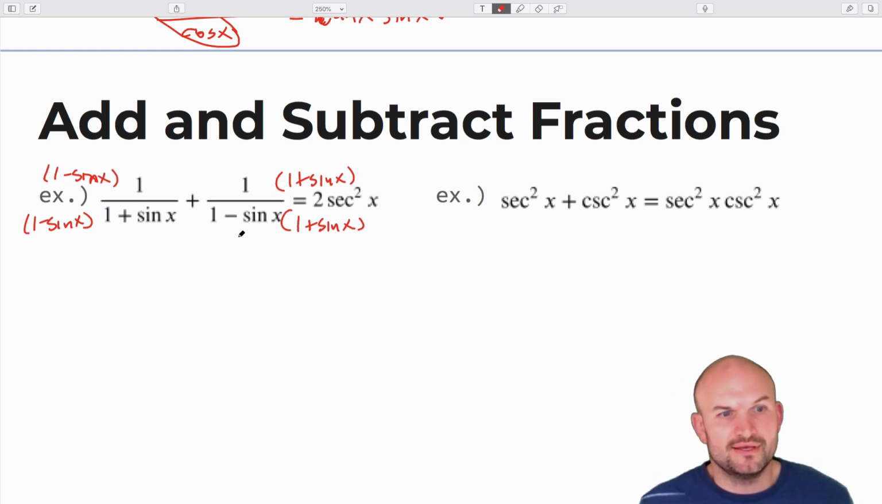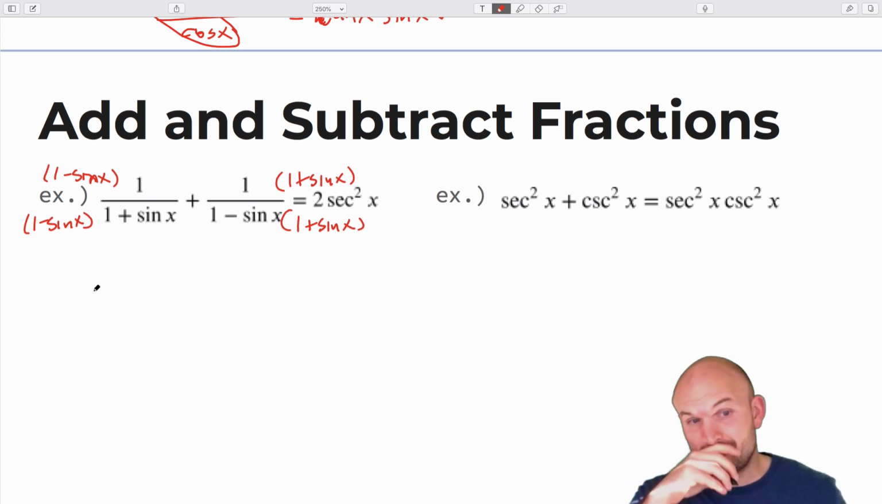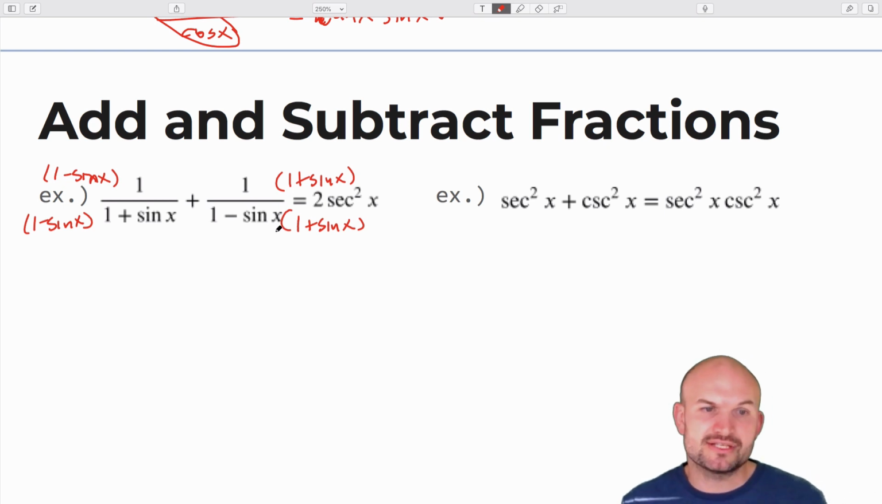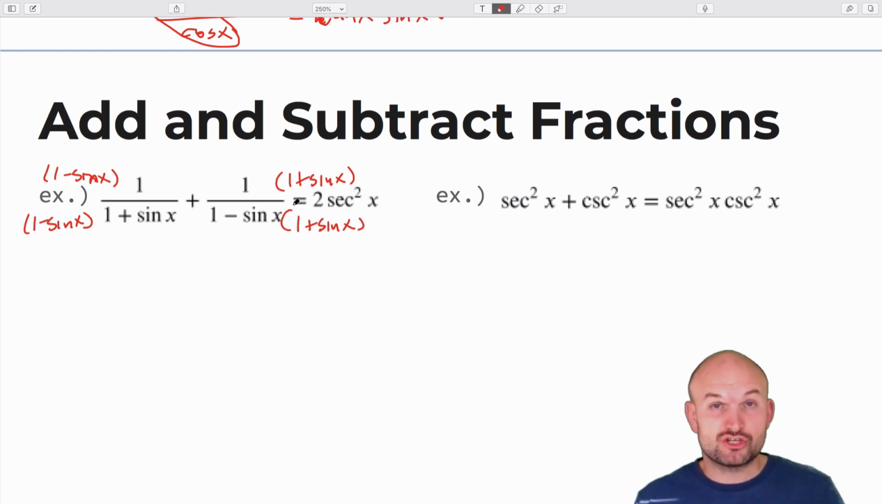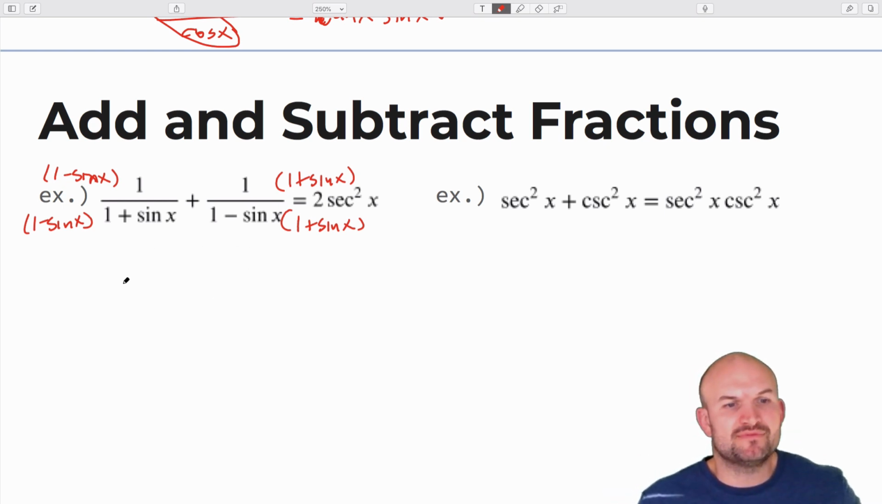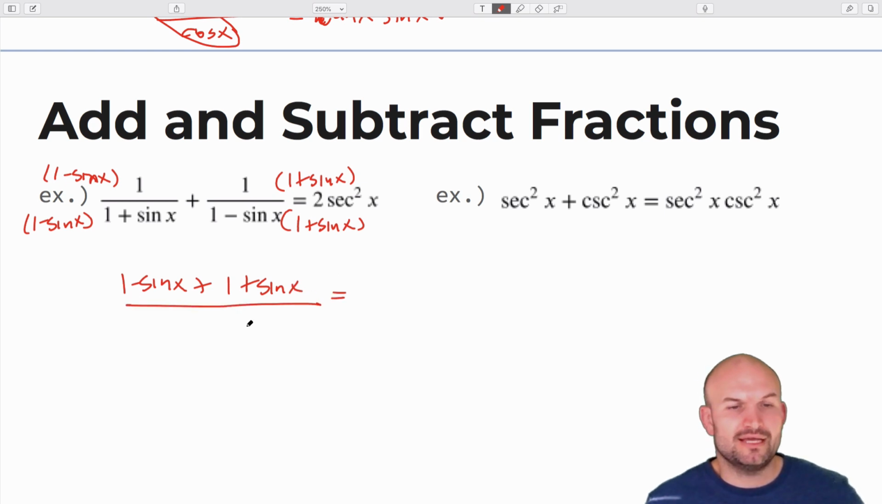Now, again, notice my denominator is going to be 1 minus sine squared, right? So I recognize that by obtaining common denominators, I am multiplying by the conjugate, which is creating a Pythagorean identity, which is important because that's going to condense that denominator. So in the numerator, I'm going to have 1 minus sine of x plus 1 plus sine of x, equals, I'll just simplify the denominator as 1 minus sine squared of x.